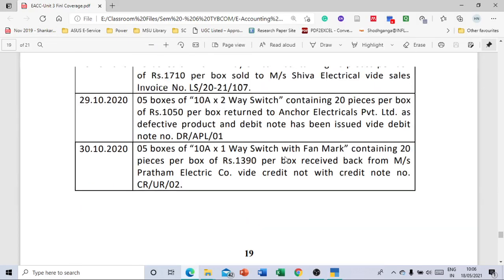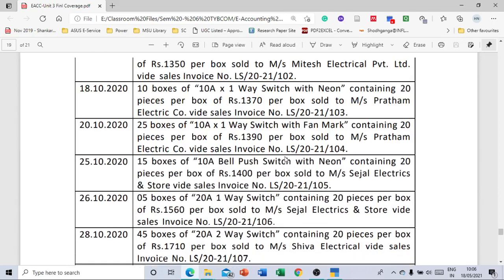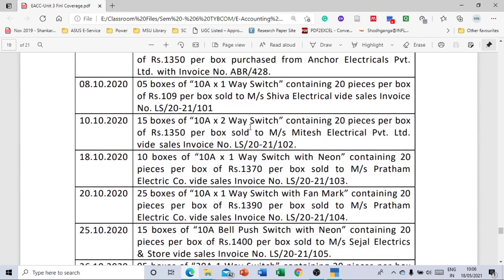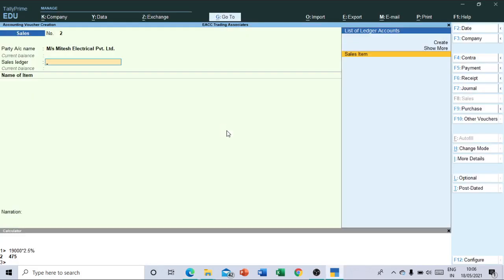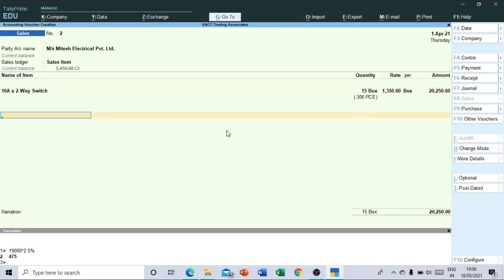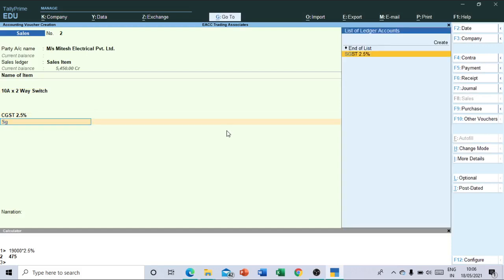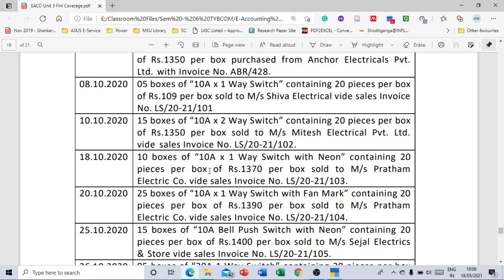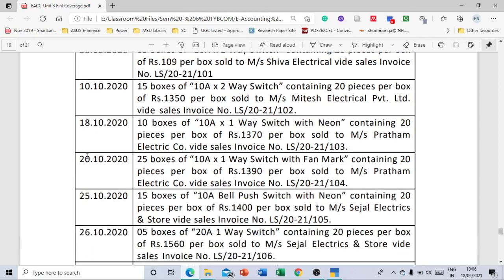Yes, here it is. I will complete my entry first. Then I create the two-way switch. I have 45 boxes, from which I have sold 15 boxes. The rate will be 150. GST. I am not entering the invoice number just for understanding purposes. My entry is saved. Okay, I have made two sales entries. I have to make one more entry, so I am skipping one entry and doing the entry of 20.